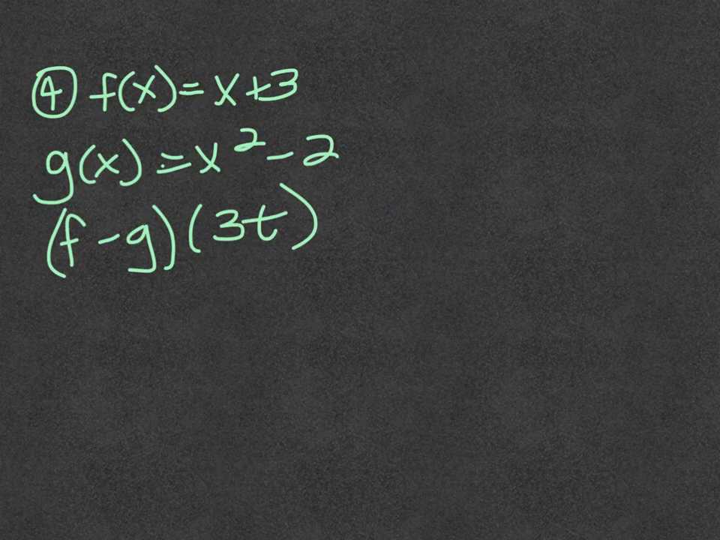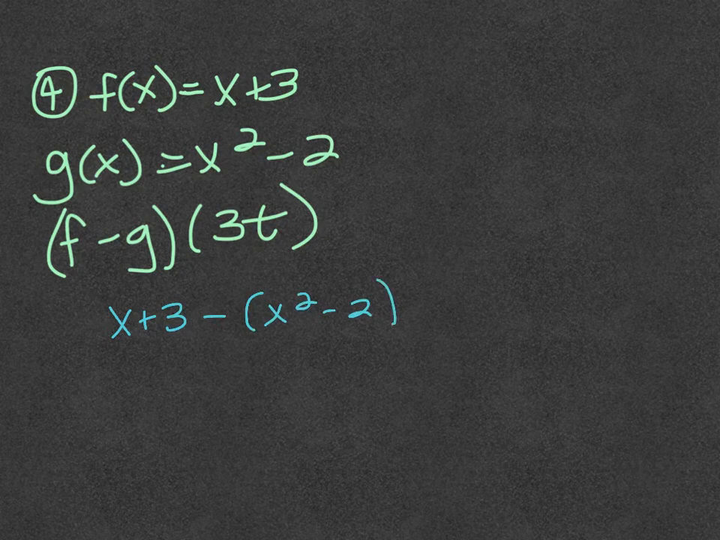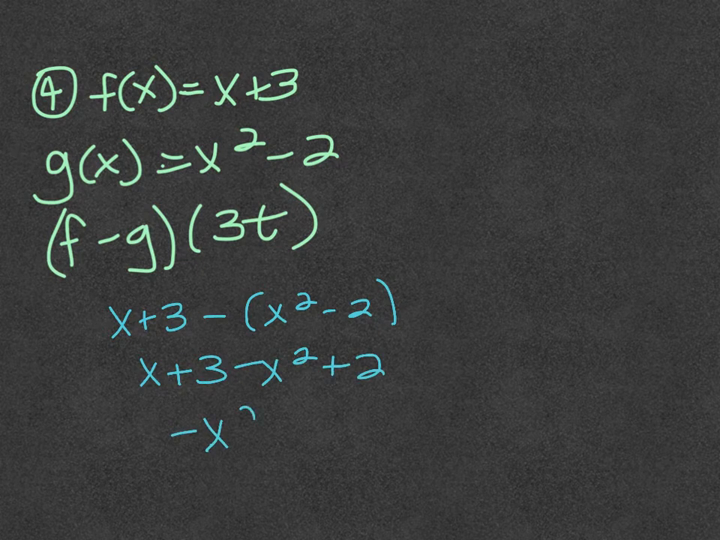This is 4, right? So you want to do f minus g of 3t. So did you do f minus g and then plug the 3t in, or did you do f of 3t and then g of 3t? I just did the f and then the g. So you did x plus 3 minus x squared minus 2, like that? Yeah. And then distribute the negative x squared. I got negative 3t squared plus 3t plus 5.